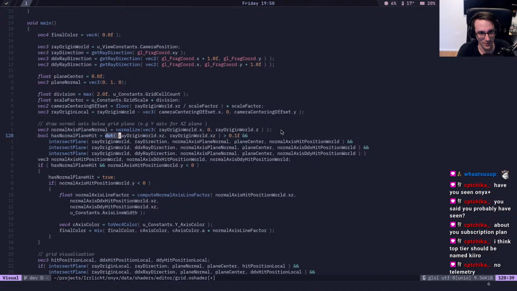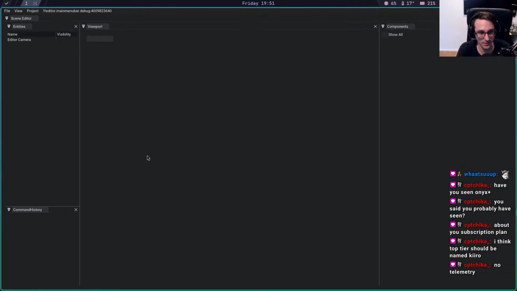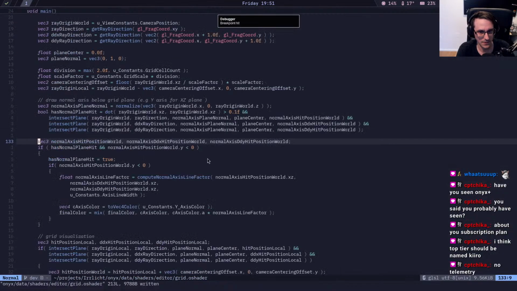If we are far enough away, which here is squared, but that's approximately 10 centimeters, it's actually a little bit less because it's squared. Then we do that. And then let's do this, and we only calculate those 3 plane hits as well now, if we are far enough away from the plane. I guess I made a mistake. It's ray origin world, right?